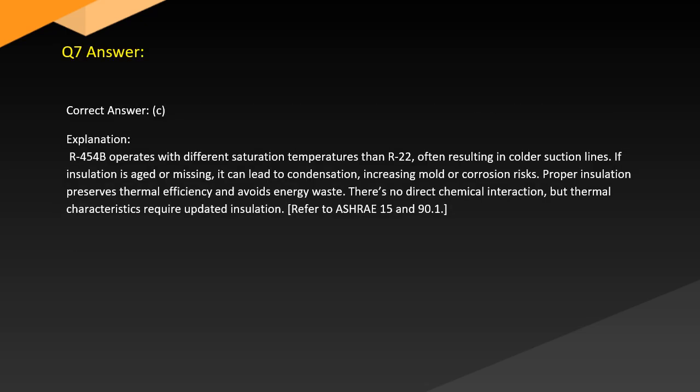Answer. Correct answer: C. Explanation. R454 operates with different saturation temperatures than R22, often resulting in colder suction lines. If insulation is aged or missing, it can lead to condensation, increasing mold or corrosion risks. Proper insulation preserves thermal efficiency and avoids energy waste. There's no direct chemical interaction, but thermal characteristics require updated insulation. Refer to ASHRAE 15 and 90.1.